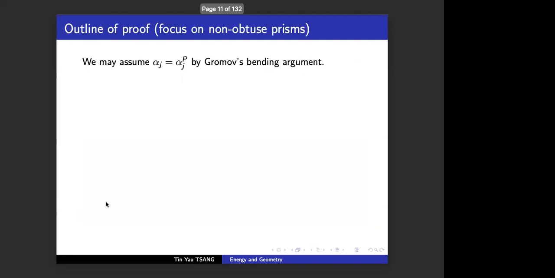First of all, I'll focus on the prism case. We may assume the angle, which is more than or equal to, is in fact equal to, by Gromov's main argument, which is shown as the following. For example, here is the original angle. Then we can bend it inward so that the angle definitely increases. The angle increases, and the mean curvature, you can see, is more convex. So the mean curvature increases, while the scalar curvature assumption is preserved because it's the interior of the original manifold. That's why it's the Gromov bending argument. It will make our life easier.